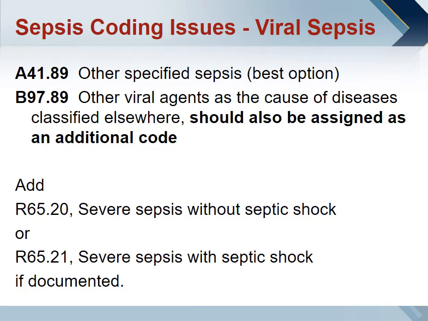To restate the previous slide more succinctly, the codes that we would report for the diagnosis of viral sepsis are as follows. A41.89 to identify the other specified type of sepsis, the B97.89 to identify that this is a viral sepsis, and if documented, to report either R65.20 or R65.21, severe sepsis with or without septic shock, depending on the circumstances.